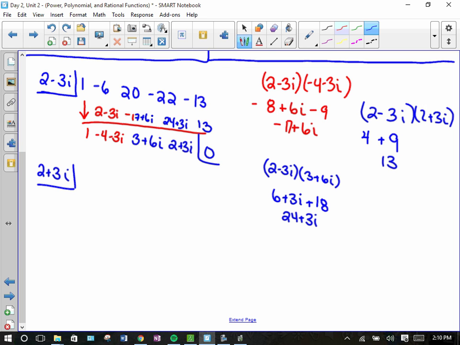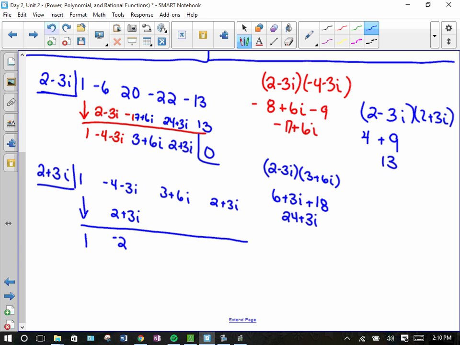So then I have 1, I have negative 4 minus 3i, I have 3 plus 6i, and I have 2 plus 3i. It is not the 0. There's a 1 down. That's going to be a 1. That's 2 plus 3i. Negative 4 plus 2 is negative 2. Negative 3i plus 3i is 0. It's gone.